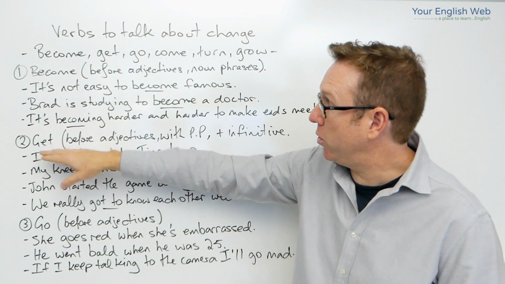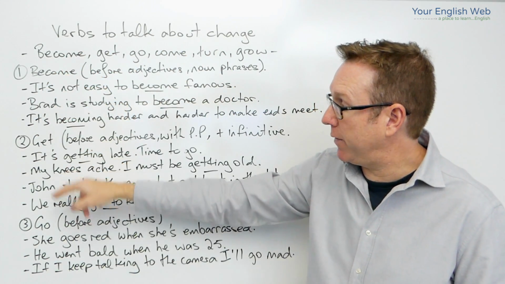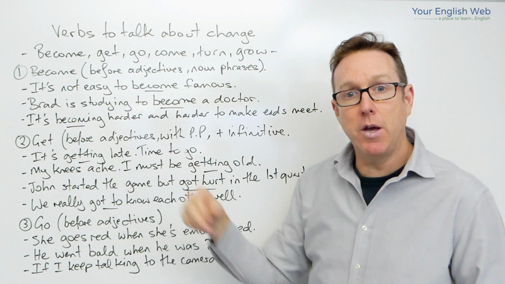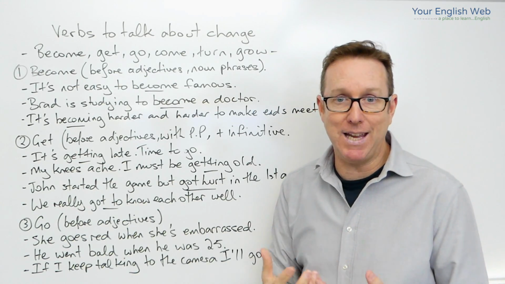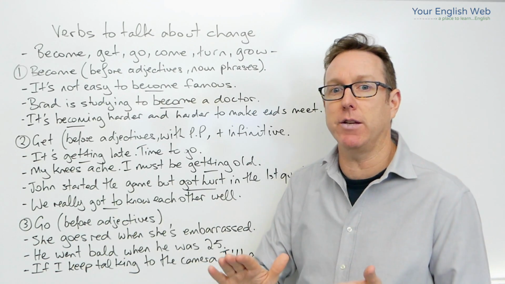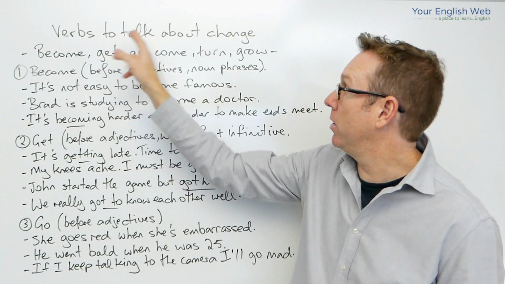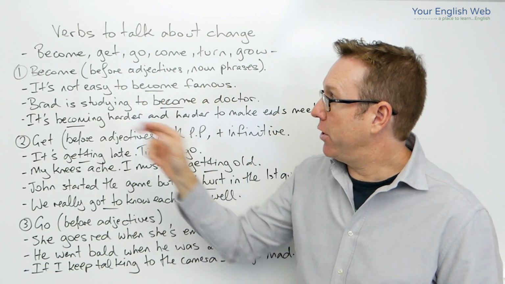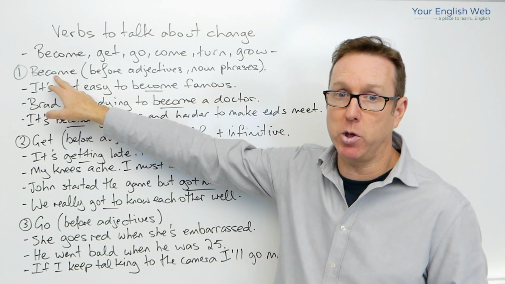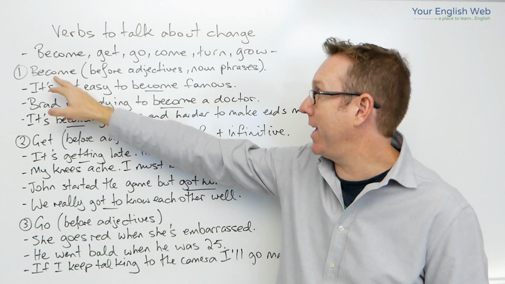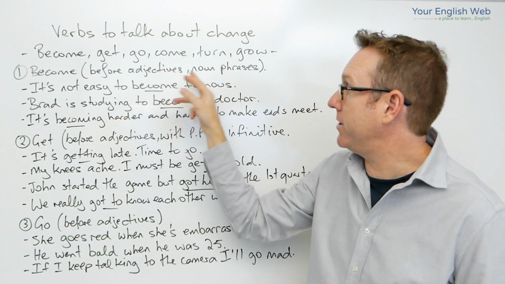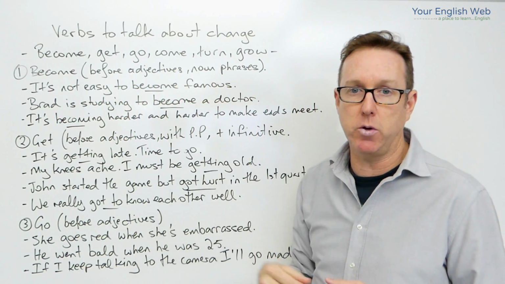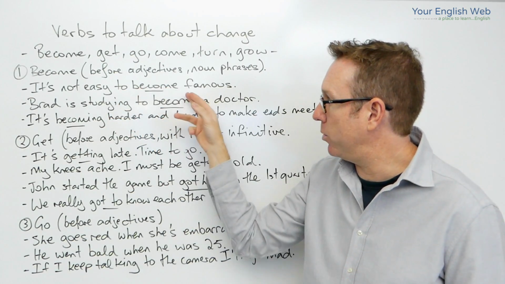Now, I'll show you each of these verbs individually with some examples so that we see how we use them in English to talk about that change that I am referring to here. Now, the first one is become, using become to talk about change. And we use it before adjectives or noun phrases. We use become. So, examples.